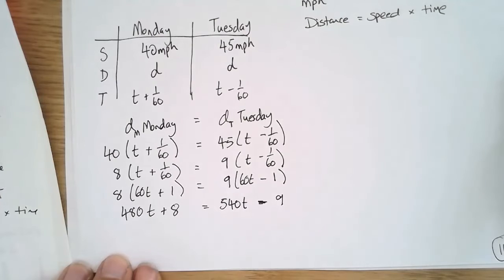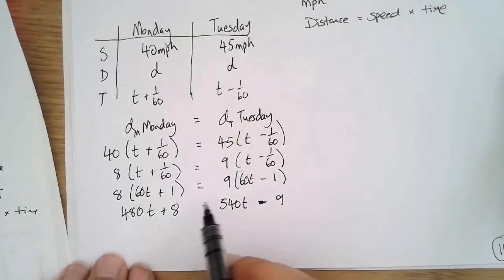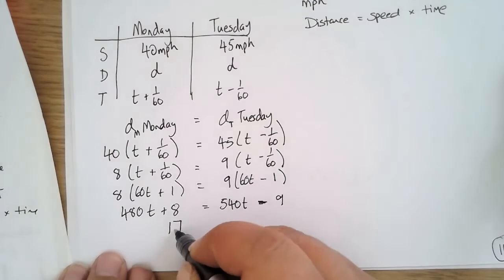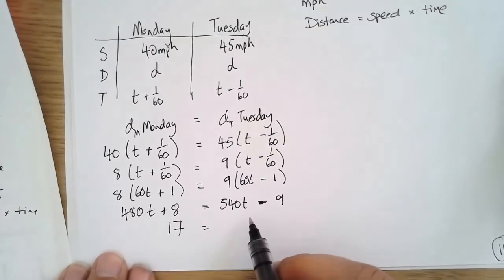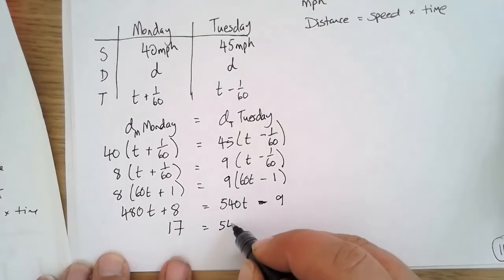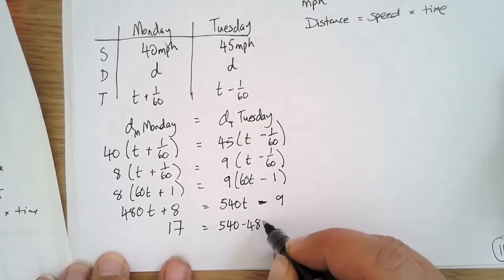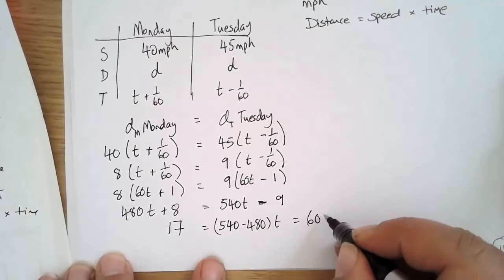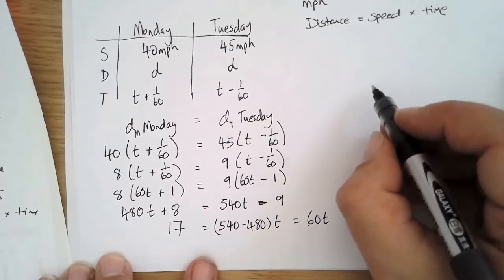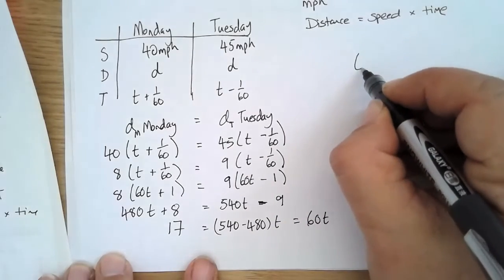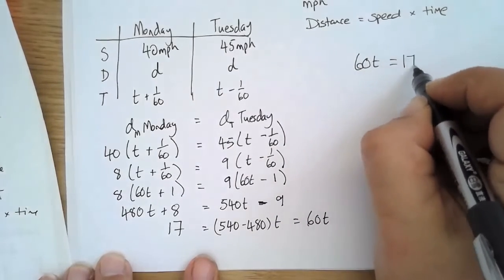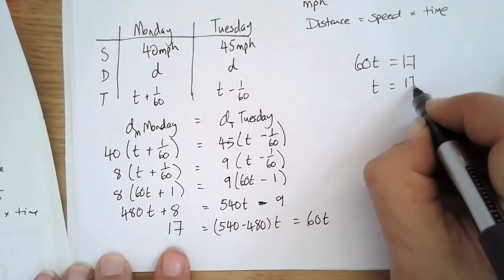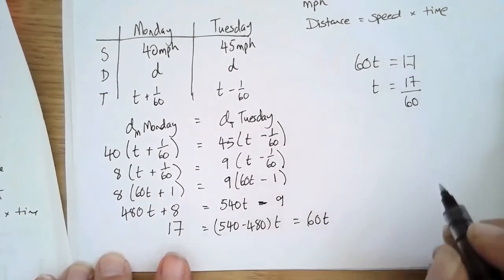I'm then going to rearrange. I'm going to put all the numbers on this side, so 8 add 9. And I'm going to put all my t's on this side, so it's 540 subtract 480. And this equals 60t. So I've got 60t equals 17. So it's just rewriting this here. T equals 17 divided by 60.